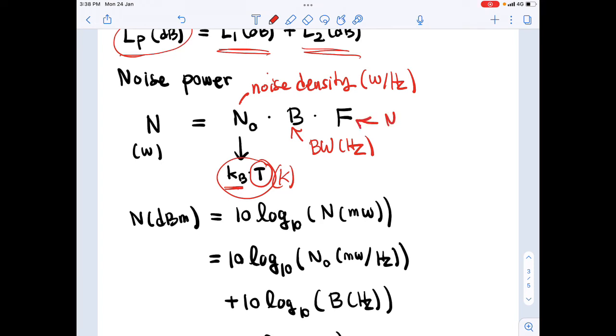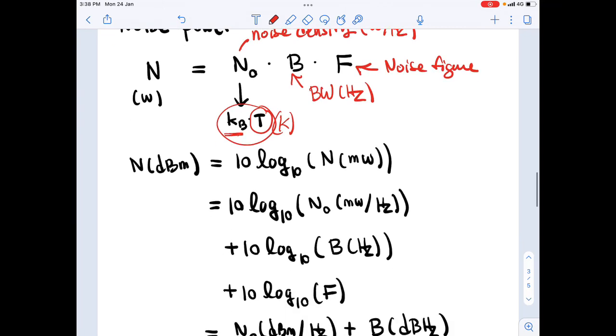F is what we call the noise figure. That has no unit. The noise figure is a characteristic of the receiver. If that receiver has a bigger noise figure, it's going to amplify the noise, so you're going to have higher noise power. If the receiver is very good, then the noise figure will be small.